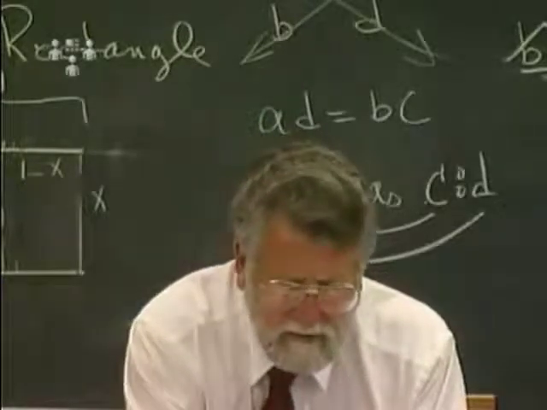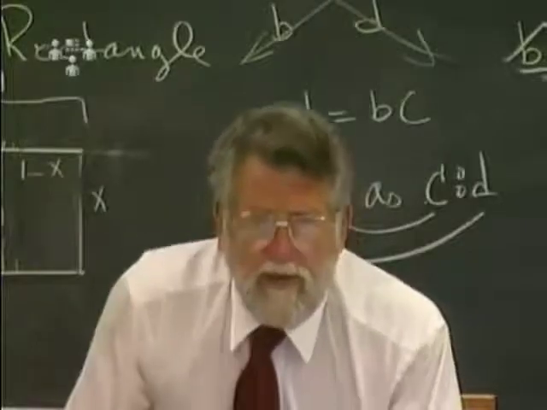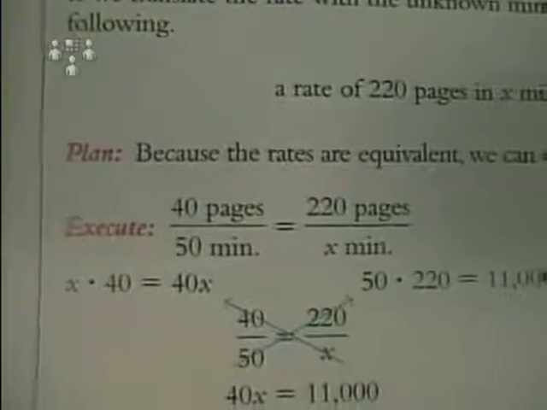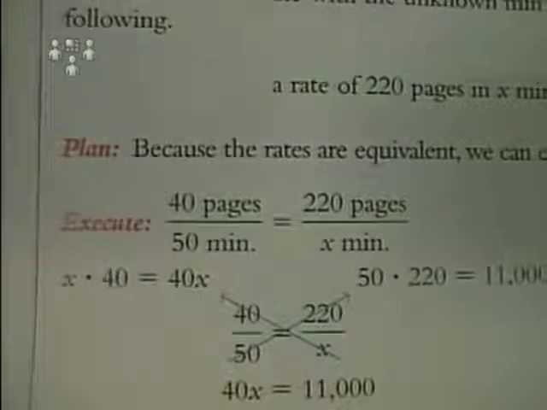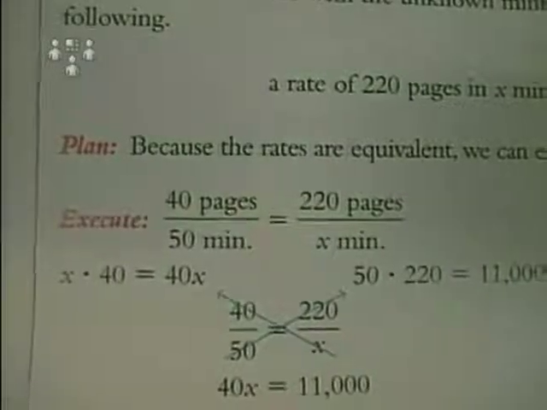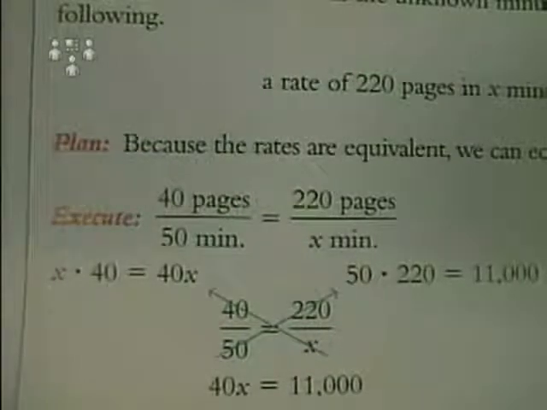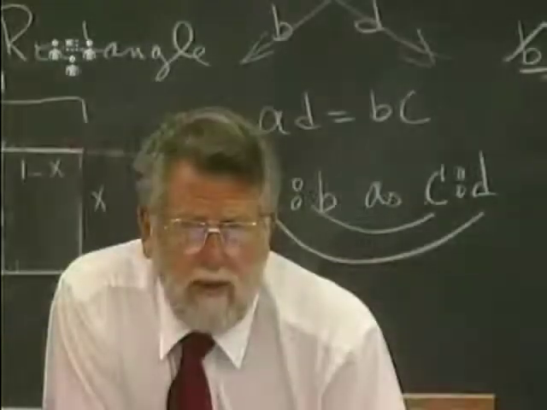But as a proportion, this is where you get a chance to see it in a different way. Just set up the two fractions and solve for the missing part of one of the fractions by cross multiplying. You'll get the same answer. You have to be able to do it both ways.